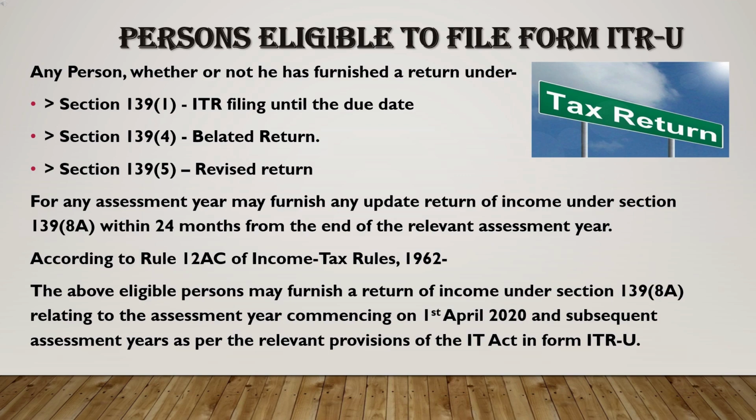Section 139 subsection 5. A revised return. Revised return is a return which is filed under 139(5) as revision for the original return. It is a revision for any omission or mistake made in the filing of that original return. For any assessment year, one may furnish an updated return of income under Section 139(8)(a) within 24 months from the end of the relevant assessment year, according to Rule 12AC of Income Tax Rules, 1962.